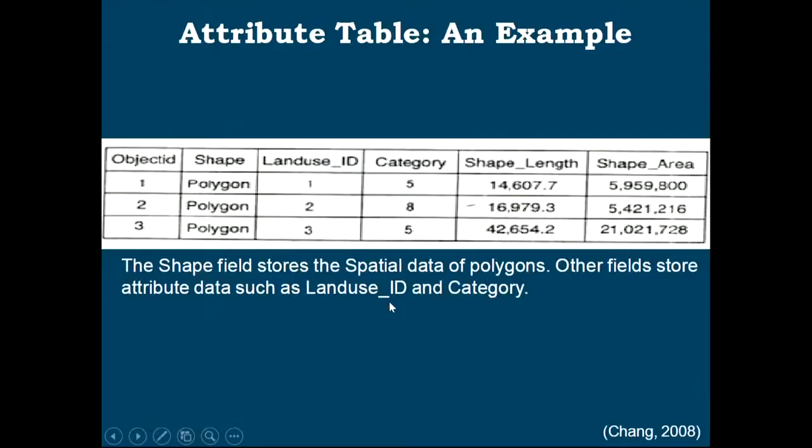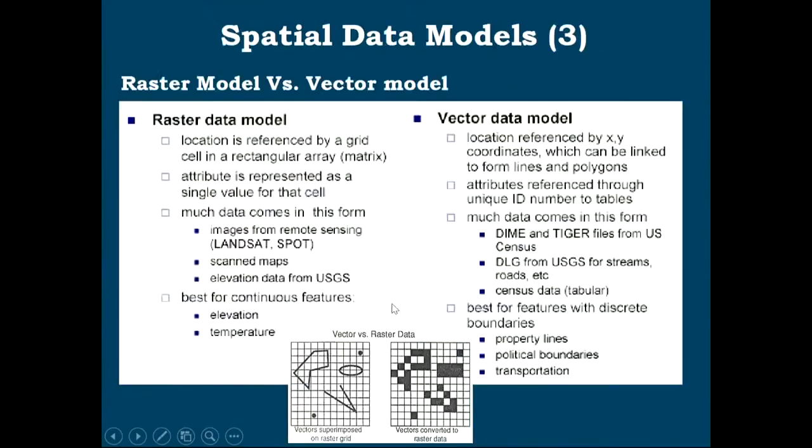Okay, and let us go further here. This attribute I have already told you. Raster and vector data models, what are their differences? In raster, location is referenced by a grid cell, and attributes are represented as a single value. In vector, location is represented by an XY coordinate, the points, and attributes are referenced through a unique ID number in the table. An example of raster is images from remote sensing satellites like Landsat or ResourceSat, which I have shown you earlier also.